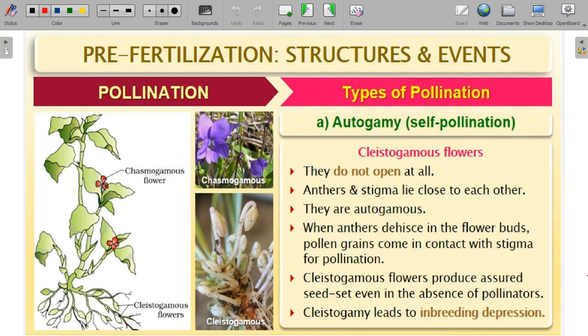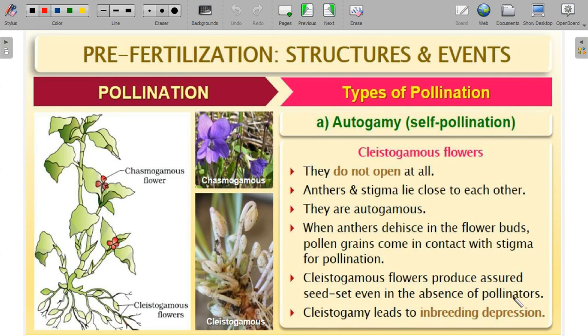Cleistogamous flowers do not open at all. Anther and stigma lie close to each other. They are autogamous. When the anther dehisces in the flower buds, pollen grains come in contact with the stigma for pollination. Cleistogamous flowers produce assured seed set even in the absence of pollinators.